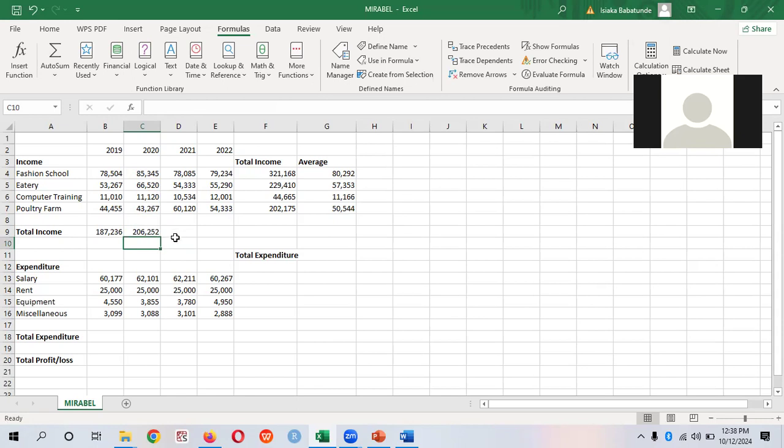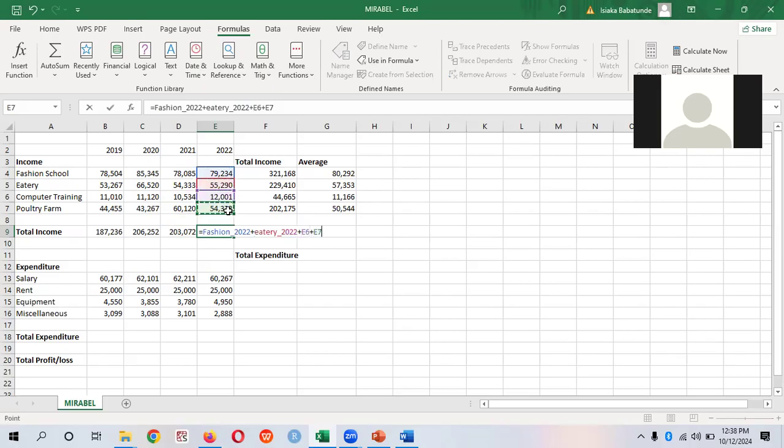So the next one, let's see how much the company realized in 2021. So we come here, we enter equal sign. Let's add what the fashion school generated, what E3 generated, what computer generated, and poultry, all 4 of them. So select the first one plus E3 plus computer plus poultry, then click enter. The next one is the last one. What did the company realize in 2022? Equal sign, fashion school, plus E3, plus computer, plus poultry, enter.